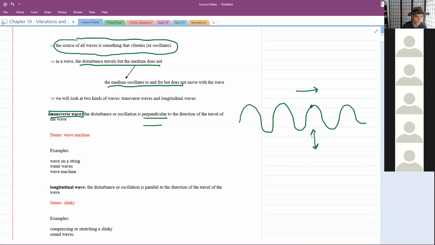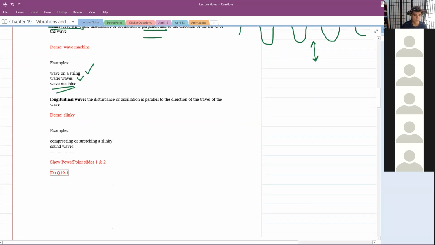Types of transverse waves you probably have seen: wave on a string, water waves, and the wave machine, which was just a sort of demonstration that I had to show you, but I didn't bring it back, unfortunately. And then on the other hand, a longitudinal wave.